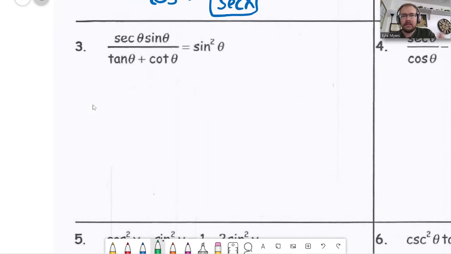Let's see. So we have secant sine over tangent plus cotangent. Oof. One big old ugly fraction. And it's equal to sine squared. So there could be some Pythagorean stuff going on because this is Pythagorean-ish. It's got sine squared in it. We're not going to be using double or half angle formulas, so no dessert. Sorry, we're going to have to skip out on dessert on this one. Let's start with the appetizer.